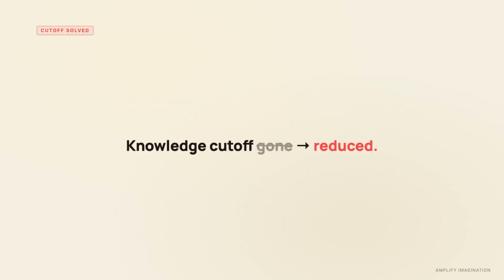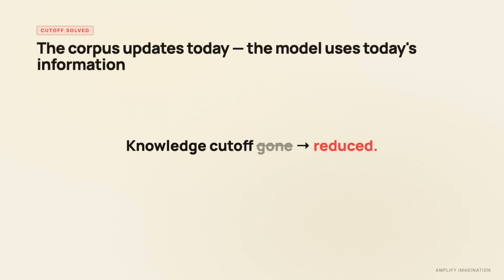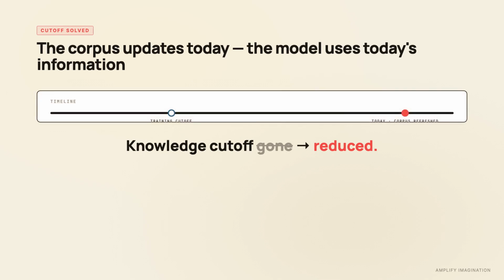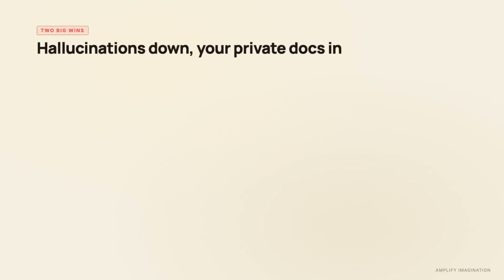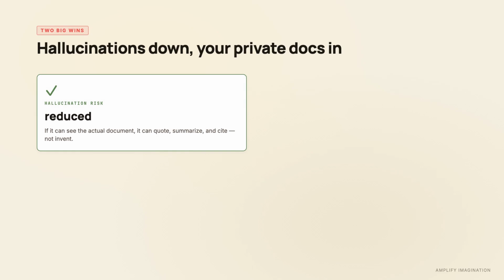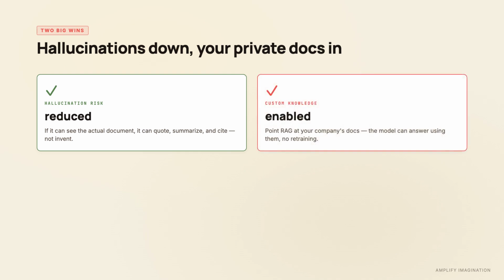This is huge because it works around a few of the model's worst limitations. Knowledge cutoff, reduced. The corpus can be updated this morning, and the model can use today's information if it's retrieved. Hallucination risk, reduced. If the model has the actual document in front of it, it's much less likely to make up an answer. It can quote, summarize, and cite. Custom knowledge enabled. You can point a RAG system at your company's docs, and the model can answer using those docs, without retraining. But, and this is the precision pass, RAG is not perfect.